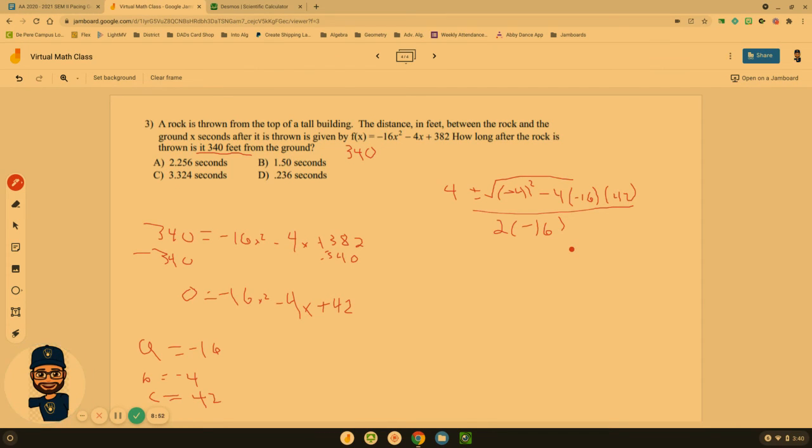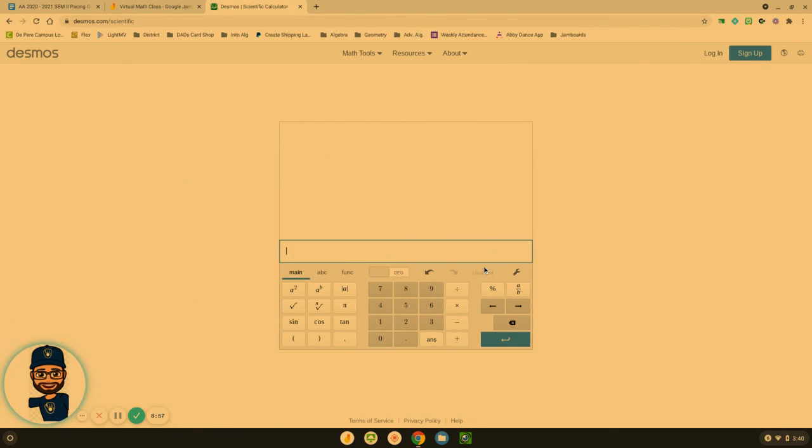And now we're going to go back over to decimals and calculate the value of that. All right, I'm going to clear everything, and let's retype that. All right, 4 plus the square root of -4 squared, right? -4 is going to go in parentheses, minus 4 times -16 times 42 equals 56.